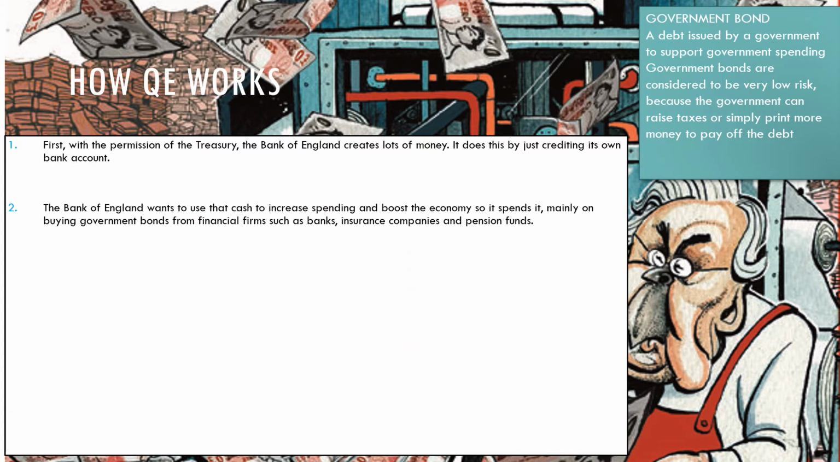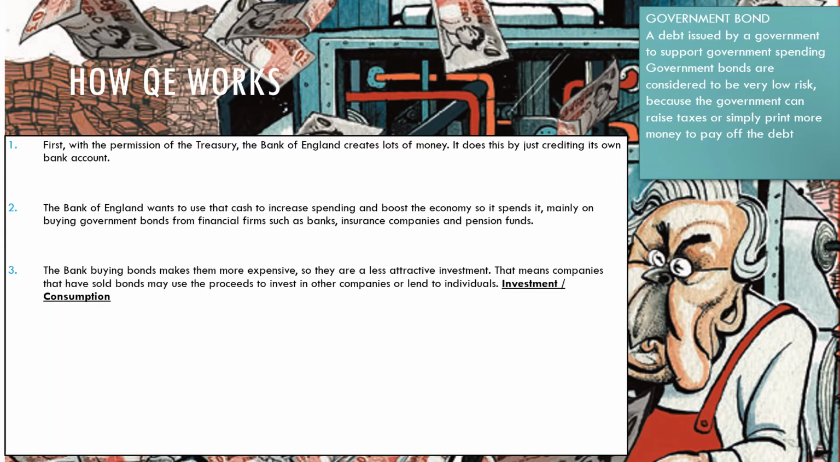With this money, they then use that to buy government bonds from financial institutions like banks, insurance companies, and pension funds. So the Bank of England will say, we will give you cash, and in exchange, you, the normal banks or insurance companies, you will give us your government bonds, the promises from the government to repay, and we will look after them.